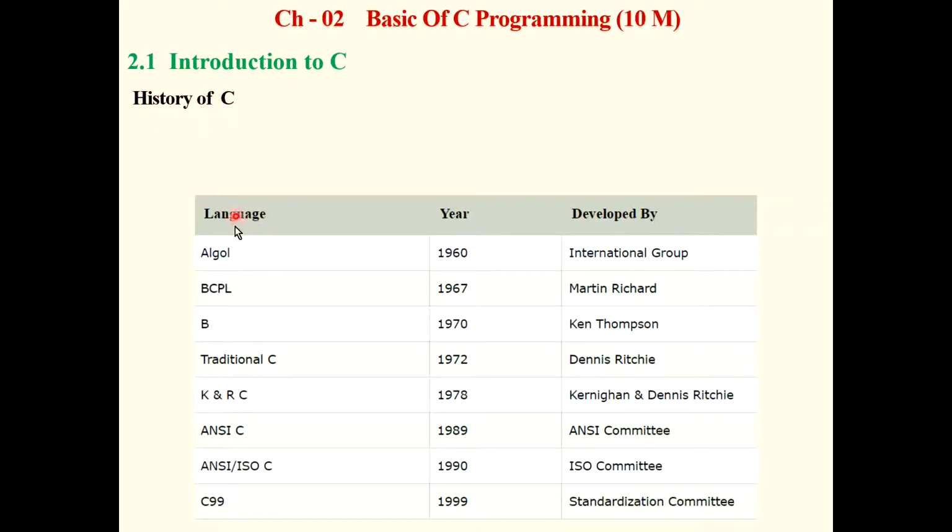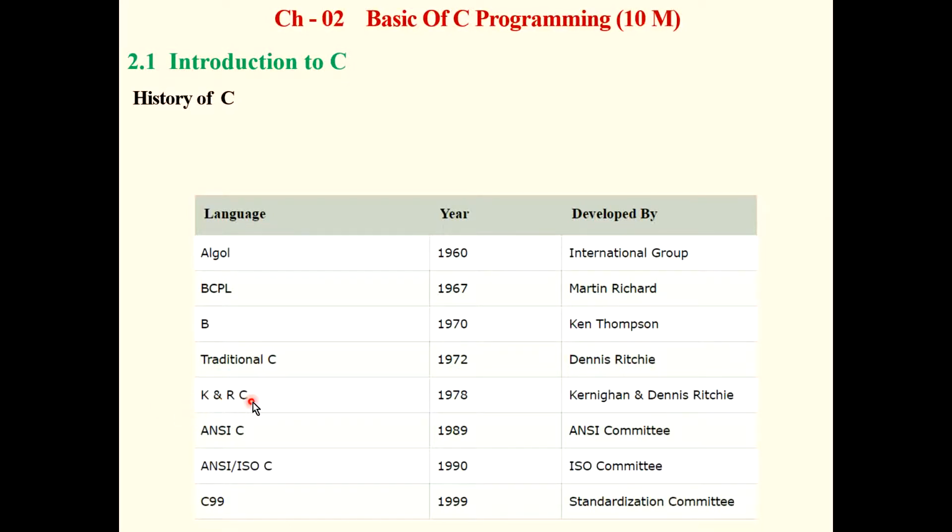First column indicates the language, second column indicates the year, and third column indicates who developed it. Okay, so first language Algol was developed in 1960 by an International Group. Then BCPL in 1967, Martin Richards. Then next language B in 1970, Ken Thompson. Okay, then next the traditional C language in 1972, Dennis Ritchie.